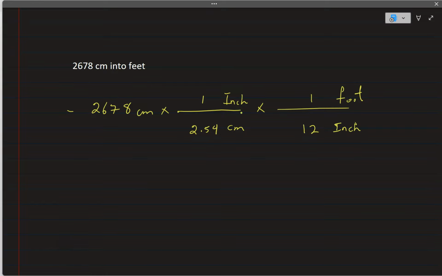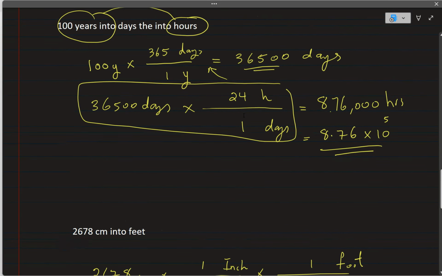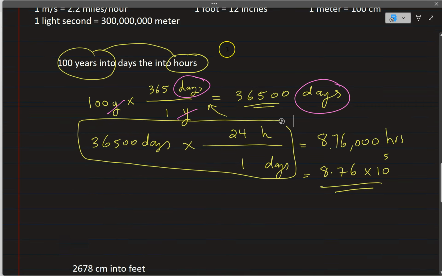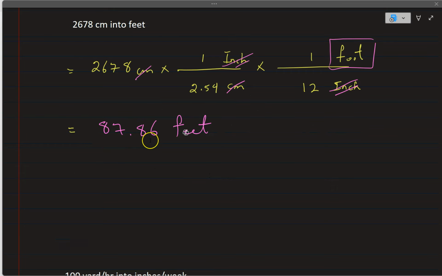Excellent. Now that we have this, we're going to go through and notice that just like the last question, when you do the dimensional analysis, you divide the units, and whatever unit is left, you end up having that unit. So here we do the same thing. Centimeters divided by centimeters, that's gone. Inch divided by inch is gone. What you are left with is foot. Okay, let's do the math. And we got 87.86 feet.